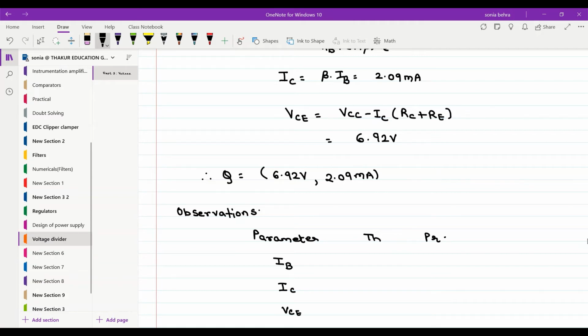Theoretical value of IB was 9.54 micro. IC value was 2.09 milli and VCE is 6.92 volts. So now we will be finding out the practical values.